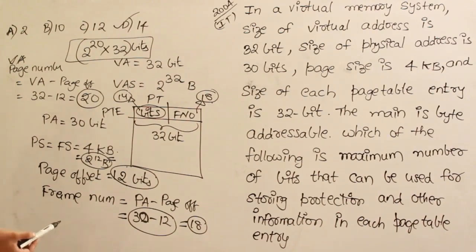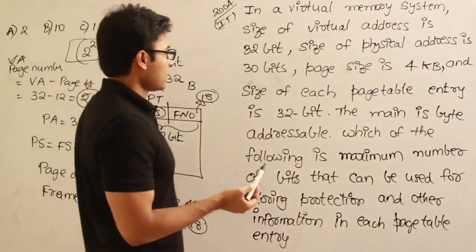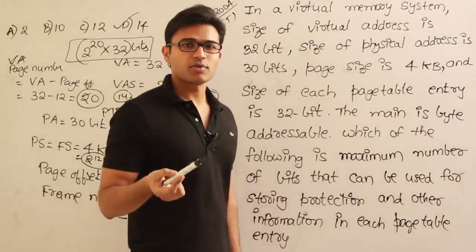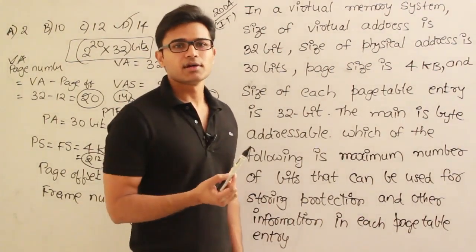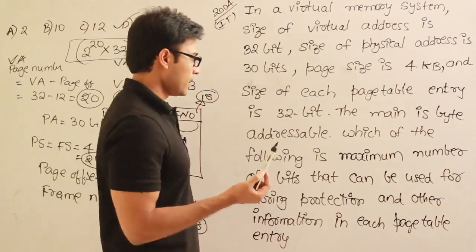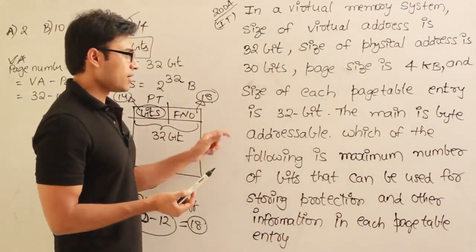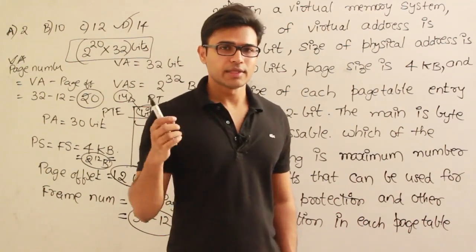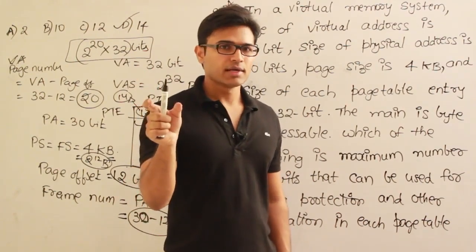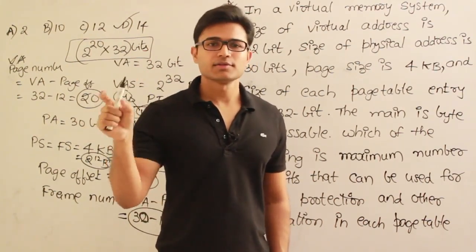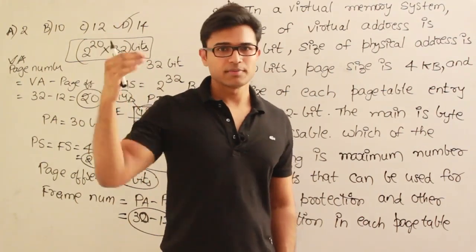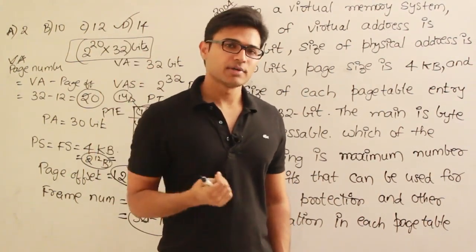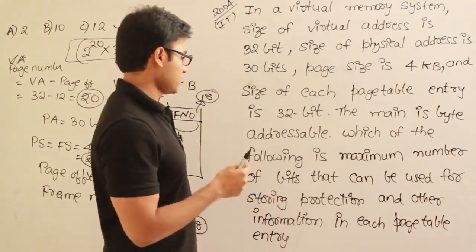Understood this? So what is the specialty of this question? One thing is they are talking about virtual memory. Virtual memory means the size of the process is greater than the size of the main memory. And the second thing is they are saying that it is byte addressable. Byte addressable means whenever they give you some address bits, then in order to get the address space, you have to take 2 power those many bits multiplied by bytes. If it is word addressable, take 2 power those many bits multiplied by words. Got it? Okay.